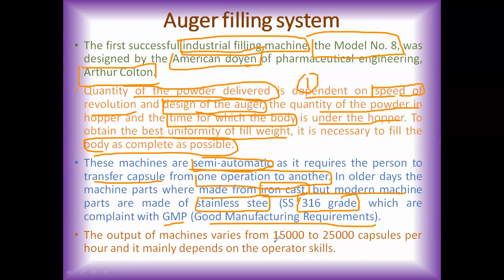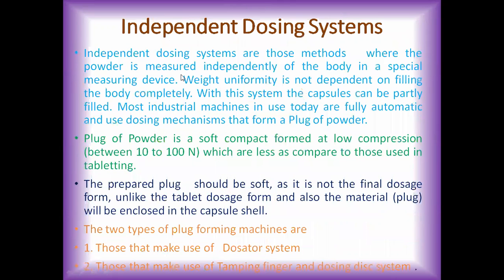And the output of these machines varies from 15,000 to 25,000 capsules per hour, and it mainly depends also on the operator's skill. So this is all about the auger filling systems. Now moving towards the second type. First we have seen the dependent dosing system, and we have seen in detail regarding the auger filling system. Now coming to the second major type of system, that is the independent dosing systems.